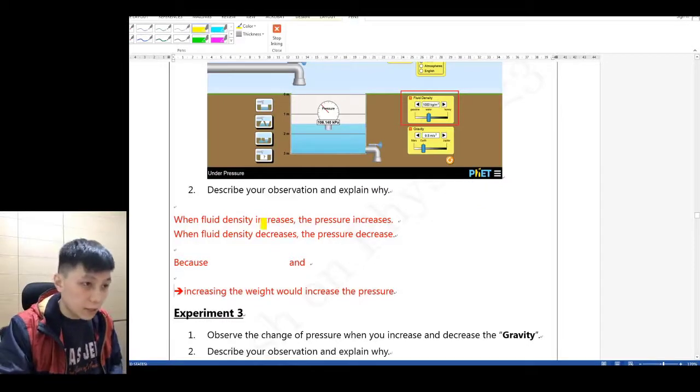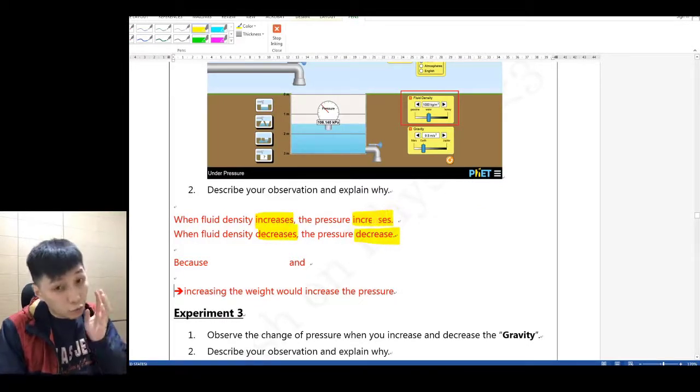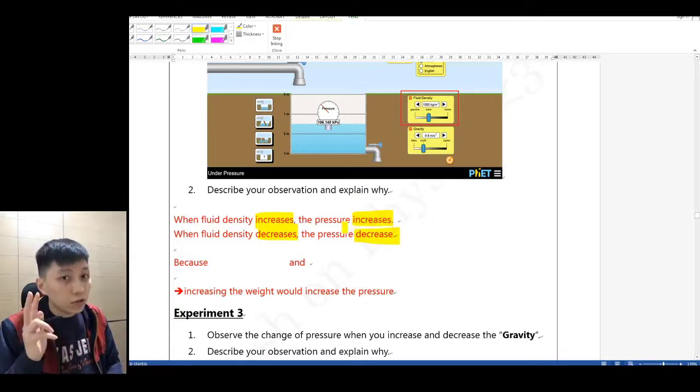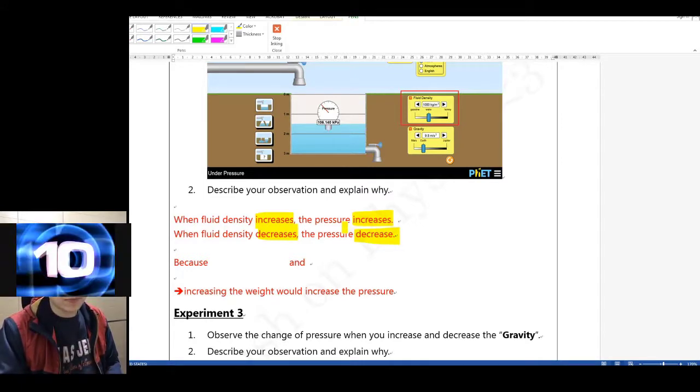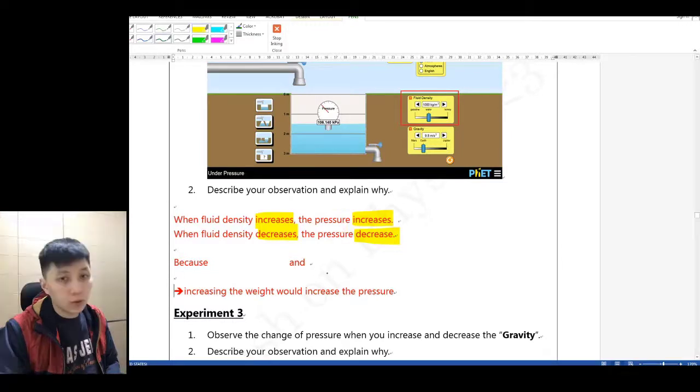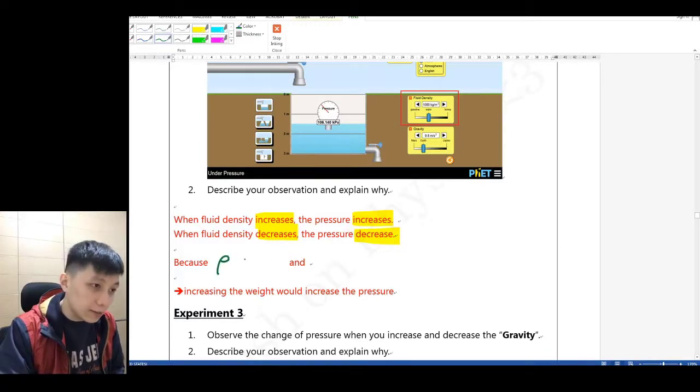So these are the observations, but for the reason, there are actually two equations required. Let me give you 10 seconds to think about which two equations. Okay, the equations are, of course, related to density. Rho equals m over v.